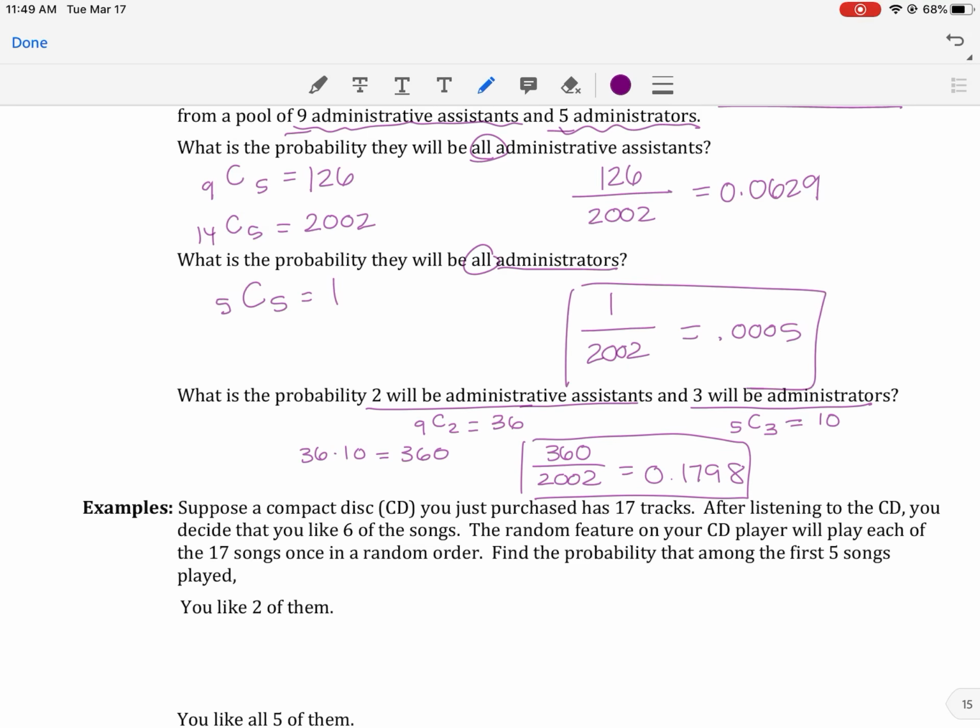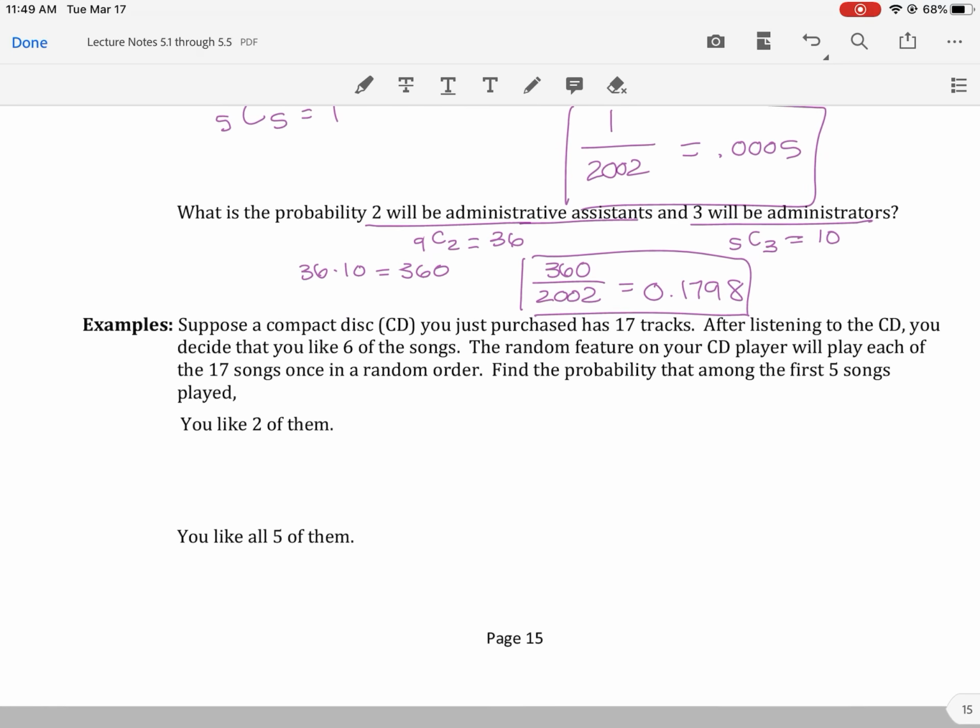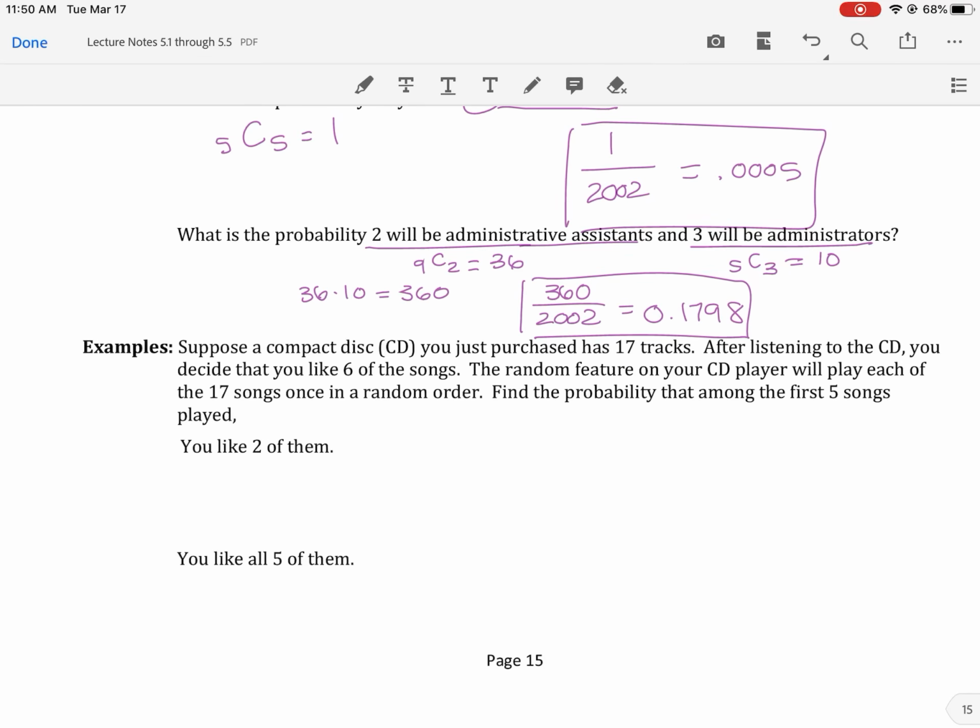Okay, just for kicks, let's do one last one. Suppose a compact disc, a CD that you purchased, has 17 tracks. After listening to the CD, you decide you like 6 of them. And the random feature in your CD player will play the 17 songs once in random order. Find the probability that among the first 5 songs you play, you like 2 of them.